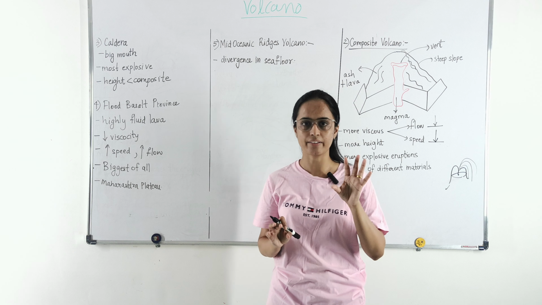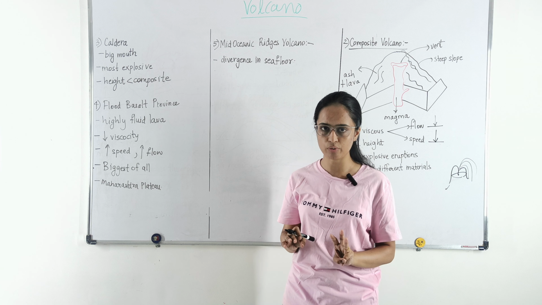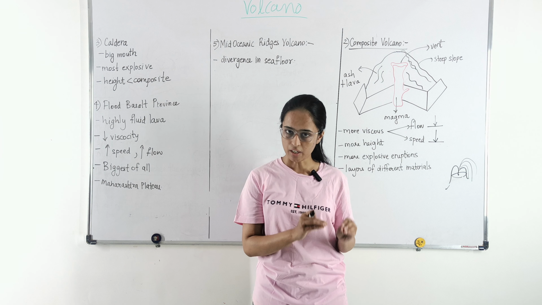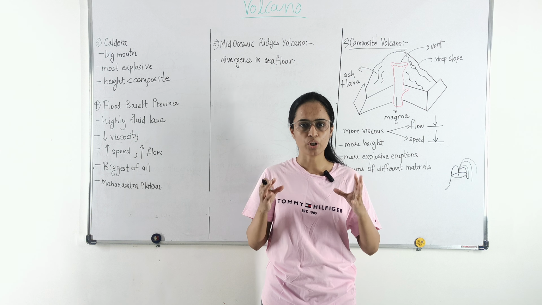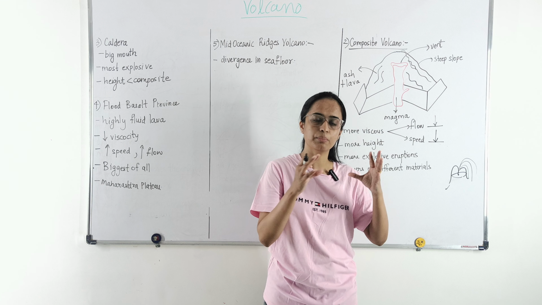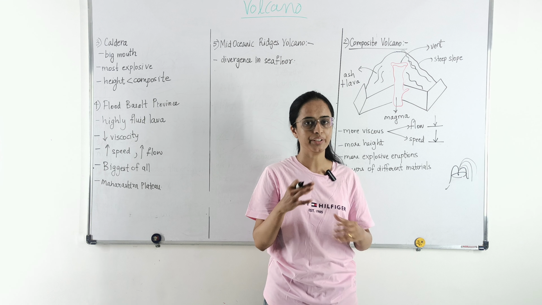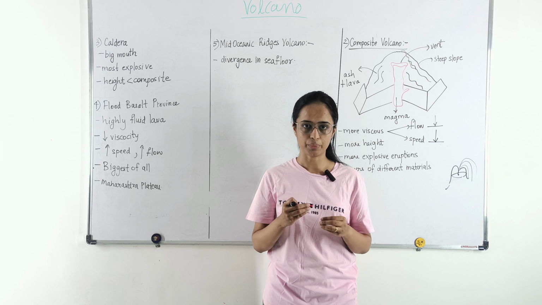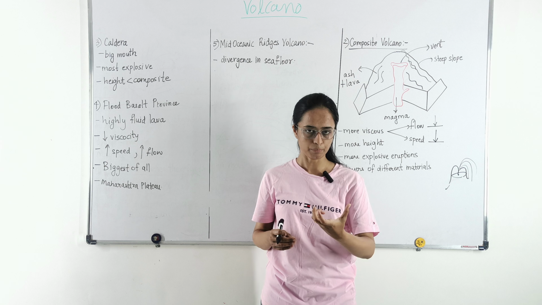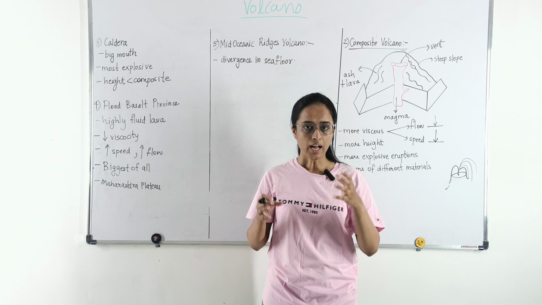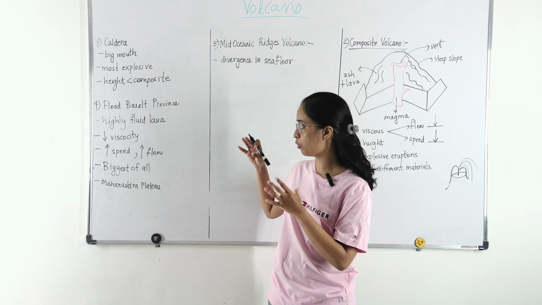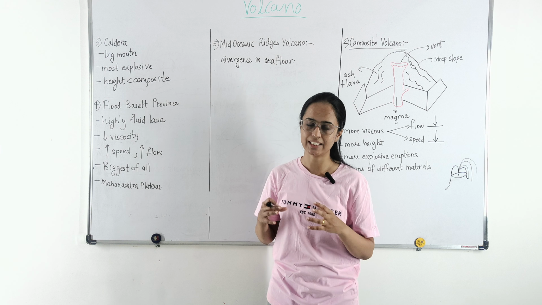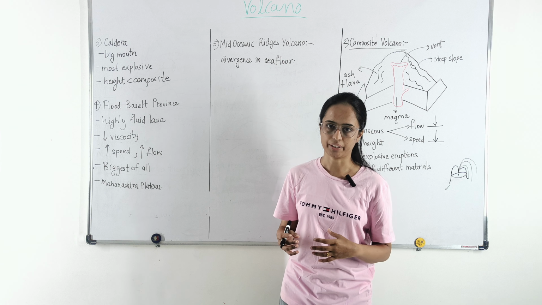So to sum it up, there are three things that we have learned about caldera volcano in comparison with the composite volcano. कि कैल्डेरा वोल्केनो एक ऐसा वोल्केनो है which is similar to that of composite volcano in terms of structure, but the only difference that exists between these two is that caldera volcano has got a bigger mouth, and at the same time it is most explosive and its height is less than that of a composite volcano.